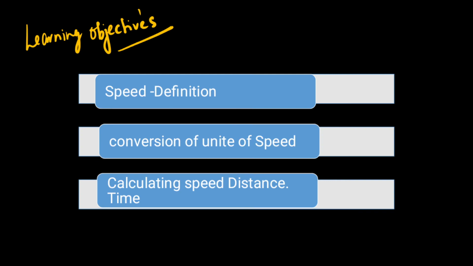Now we will see the speed. Okay, what is the speed? In this one, we see the definition first, and second, conversion of units of speed. Okay, next, calculating speed, distance, and time.